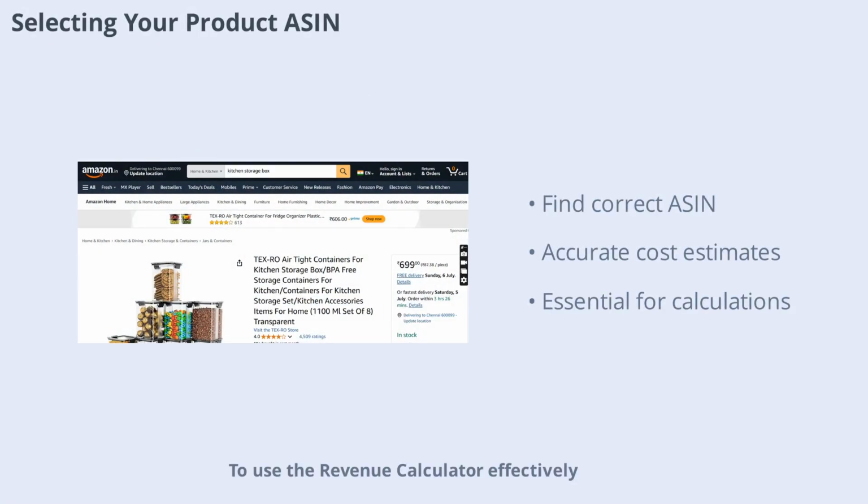To use the revenue calculator effectively, you'll need to select the ASIN, Amazon Standard Identification Number, of your chosen product. This unique identifier helps Amazon pull up all the relevant details for your item. Make sure you choose the correct ASIN to get accurate cost and fee estimates. This step is crucial for precise profit calculations.